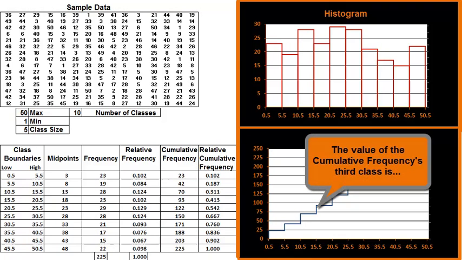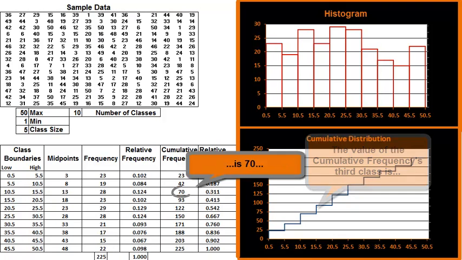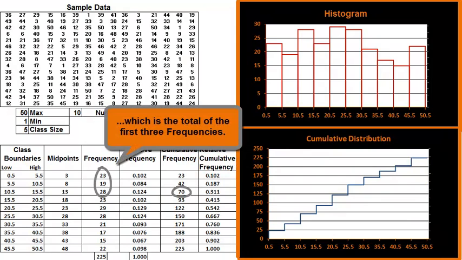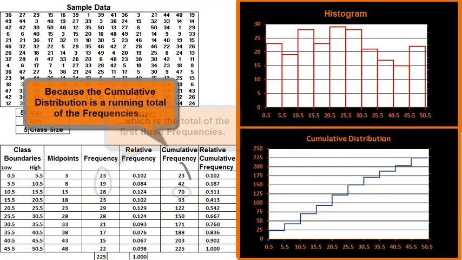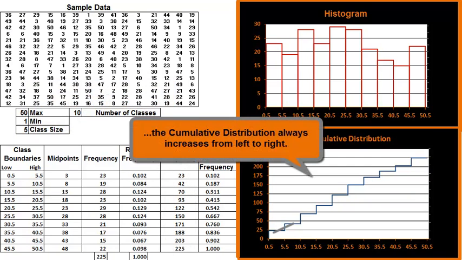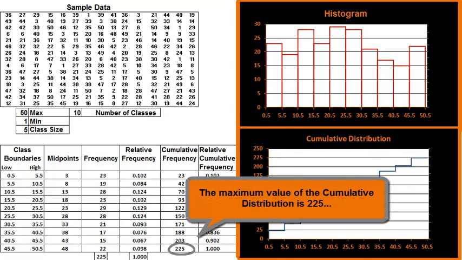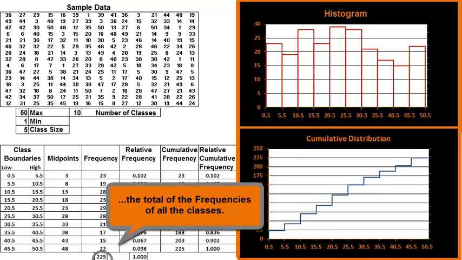The value of the cumulative frequency's third class is 70, which is the total of the first three frequencies. Because the cumulative frequency is a running total of the frequencies, the cumulative distribution always increases from left to right. The maximum value of the cumulative distribution is 225, the total of all the frequencies of all the classes.